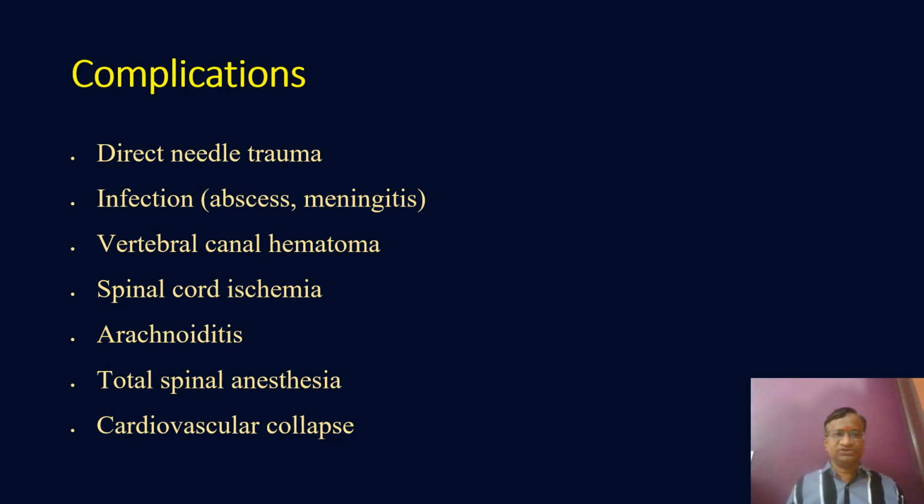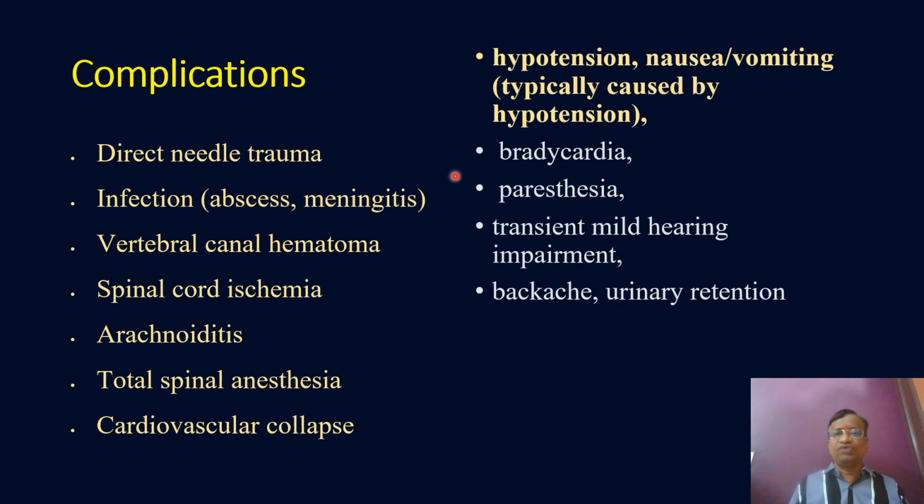Now, what are the complications you can see? Direct needle trauma, infections, abscess, meningitis, vertebral canal hematoma, spinal cord ischemia. All these things are almost non-existent, extremely rare. What are common are hypotension, nausea, vomiting, bradycardia, some mild paresthesia, transient mild hearing impairment, backache, retention. These you can see in normal spinal also. So that is why these things are uncommon and these are common, which is very similar to a lumbar spinal anesthesia.